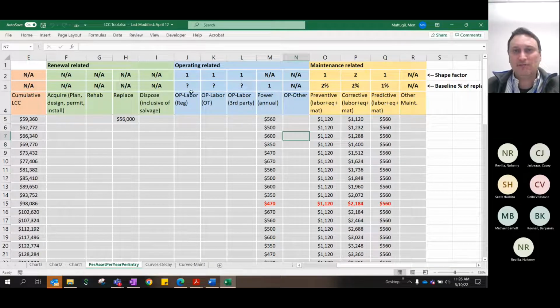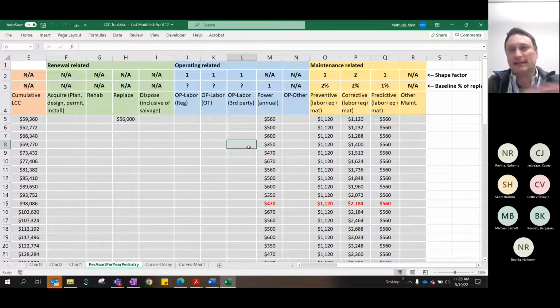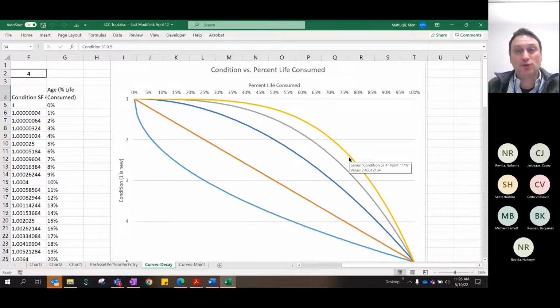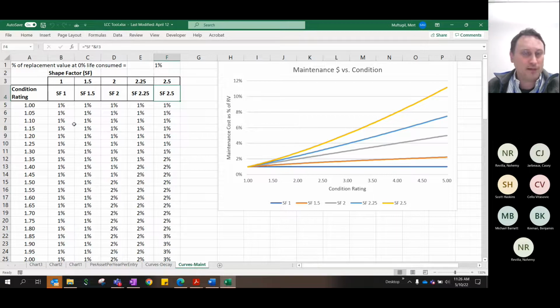And if you notice, the shape factor is 1 for these, and I'm going to read the maintenance cost shape factors in a little while, but basically that's flat. That's what it means. Actually here, let's take a minute and revisit. We talked about the decay profile curves already. Let's go talk about maintenance cost profile curves next. Okay. So this is what it looks like.